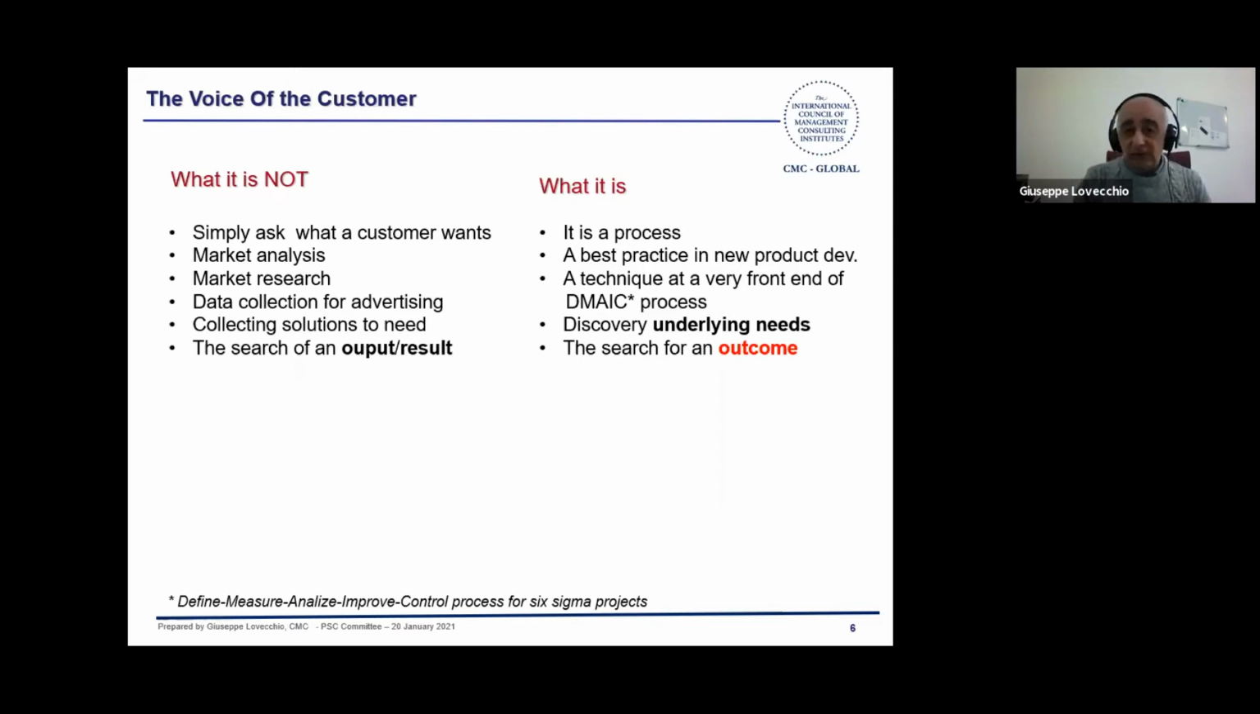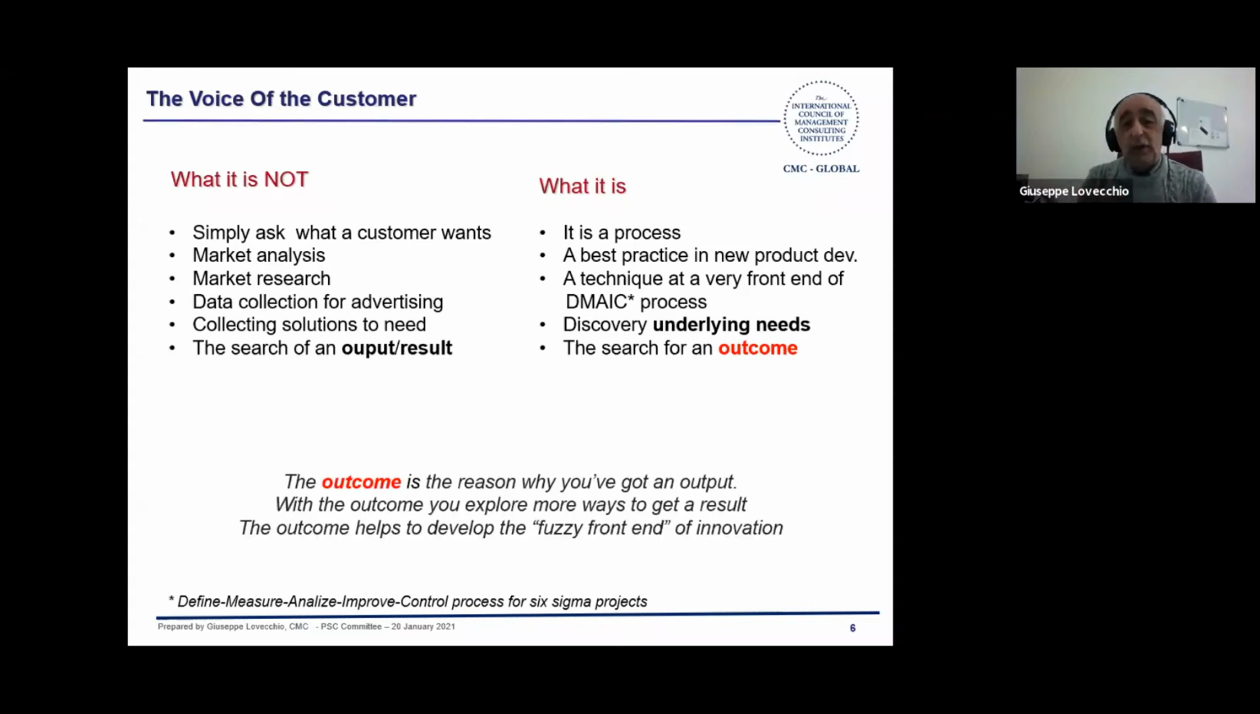Through the voice of the customer, we discover underlying needs, the unspoken needs of the customer. And with the voice of the customer, we don't need to give outputs and results, but outcomes. And the outcome is the reason why we have an output. The outcome is infusing a layer of wisdom between the as-is situation and the future situation. The outcome is exploring more ways of getting a result. So in this context, we can appreciate the high value of the voice of the customer as a trigger for innovation.